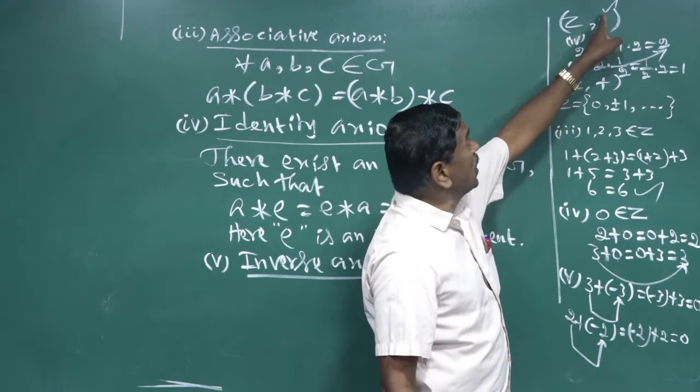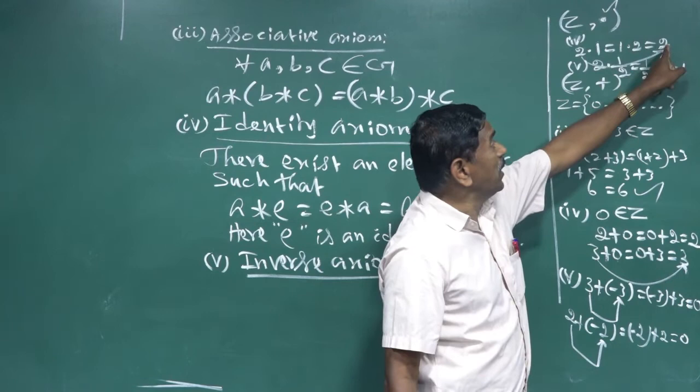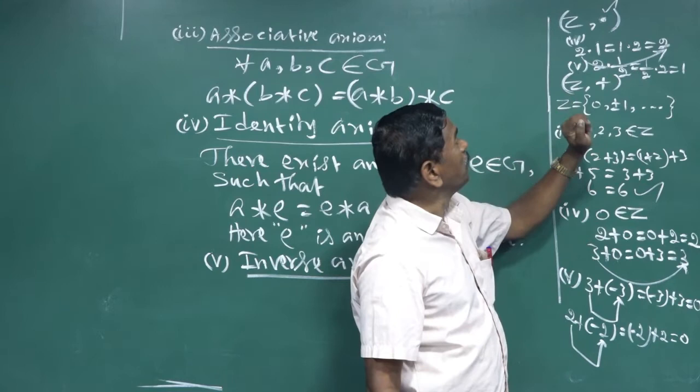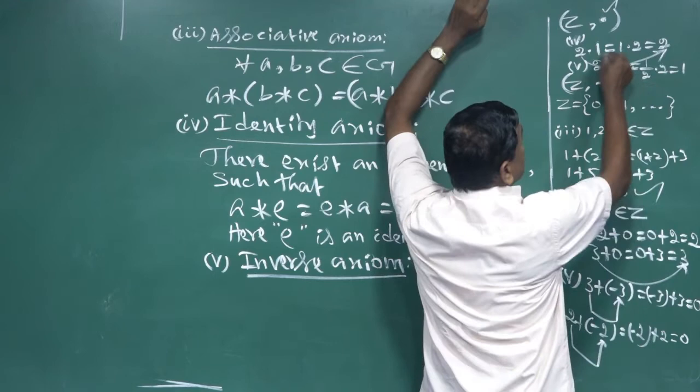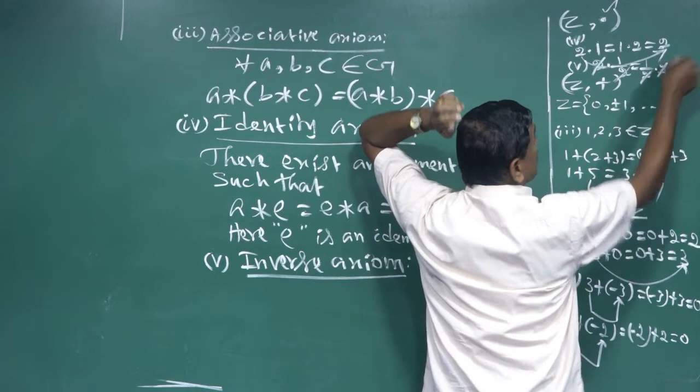Similarly, if the operation is multiplication, 2 into 1 equal to 1 into 2 equal to 2. Here the same element 2 is the answer, therefore 1 is the multiplicative identity. And 2 into 1 by 2 is equal to 1 by 2 into 2 is equal to 1. Here the fifth one is the inverse axiom. The inverse topic gives the identity answer, because 2 cancels, and the answer is 1, where 1 is the identity. That is a technique.